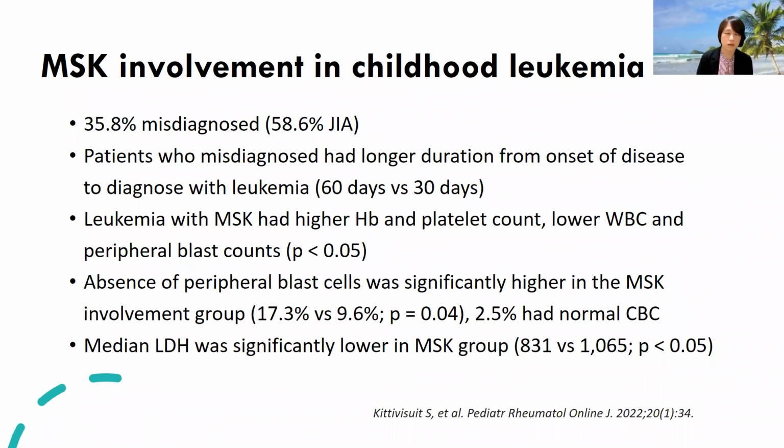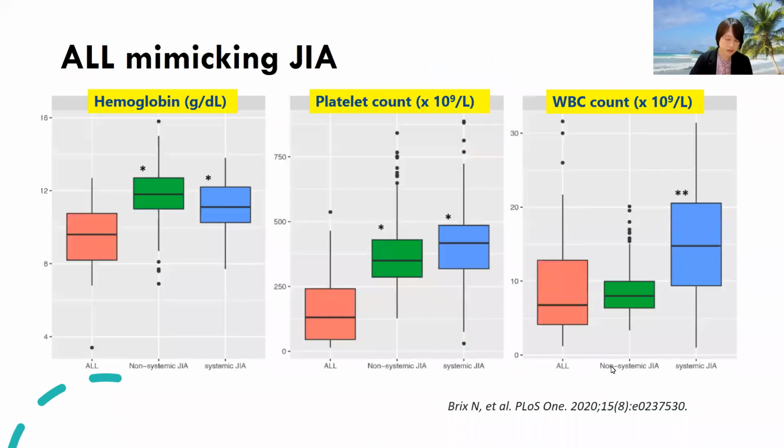If they compare leukemia patients with MSK involvement, this group usually had higher hemoglobin level and platelet count, and lower white blood cell count compared with leukemia patients without MSK involvement. Also, among patients with MSK involvement, 17% had absence of peripheral blast cells, whereas the other group was only 10%. And median LDH was slightly lower in MSK involvement. So that's why it's quite difficult to diagnose patients who present with MSK involvement.